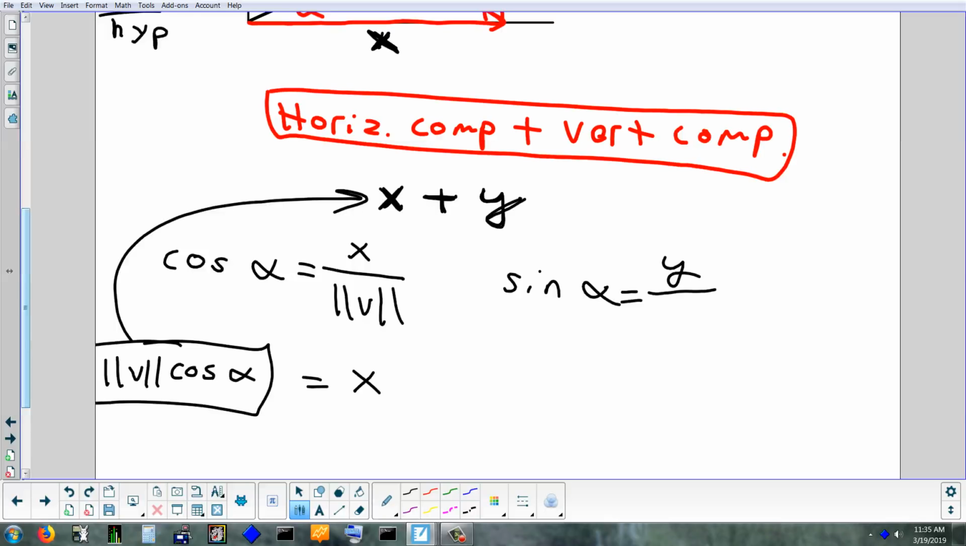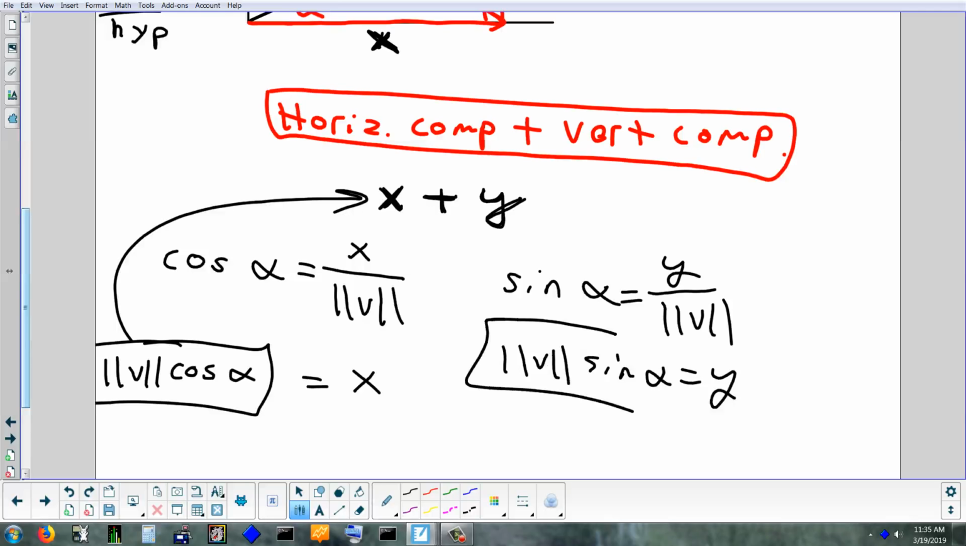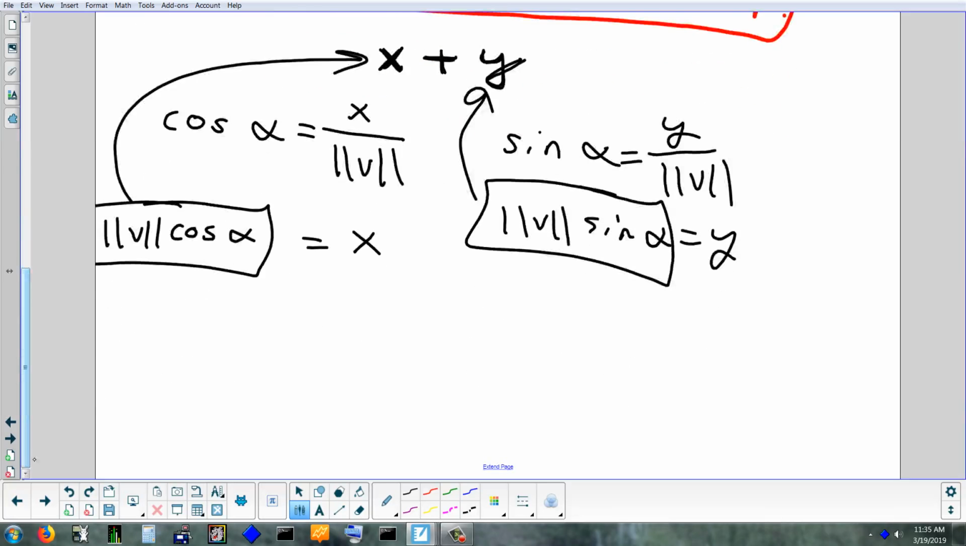What about the vector v? Something specific about it: its magnitude. Yes. Okay, and now we'll do the same thing. Multiply magnitude v to the other side: magnitude v times sine alpha equals y. So we fill that in, and that will basically give us our vector, or our formula.